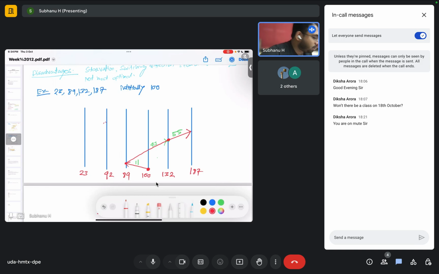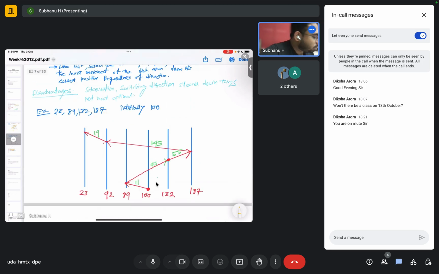Then where will I be going? From here my option is only this one. What is the seek time? The seek time is 145, and then from here to here the seek time is 19. So you got the algorithm, right?